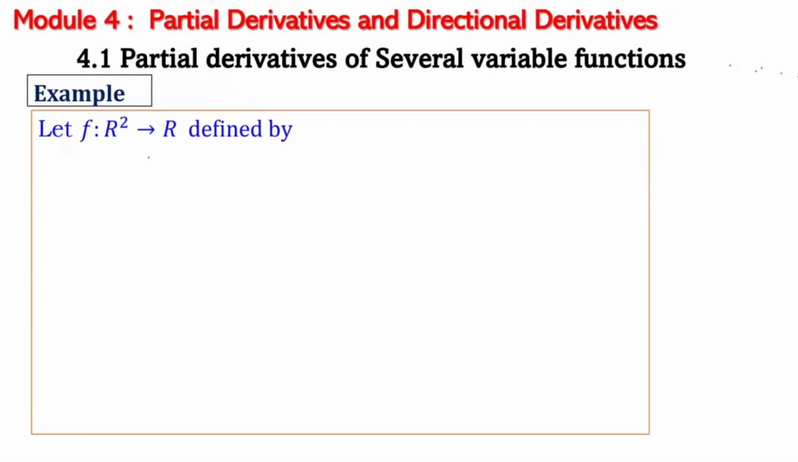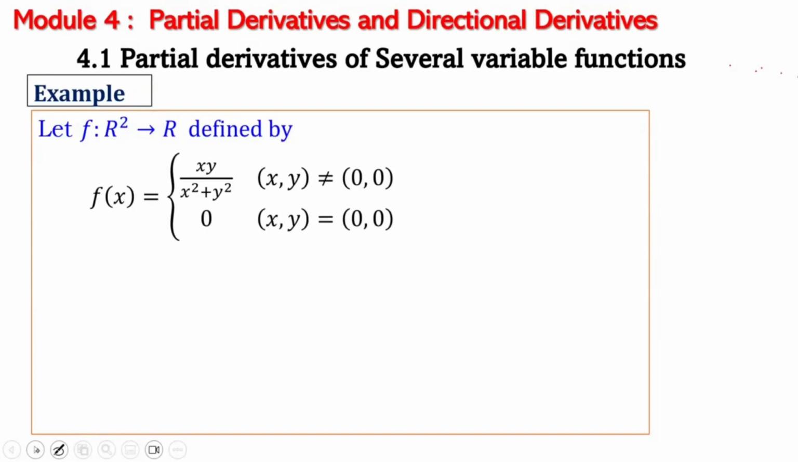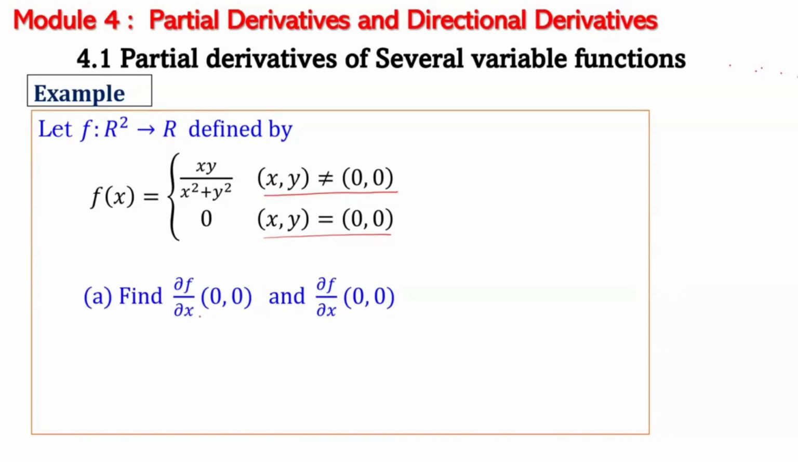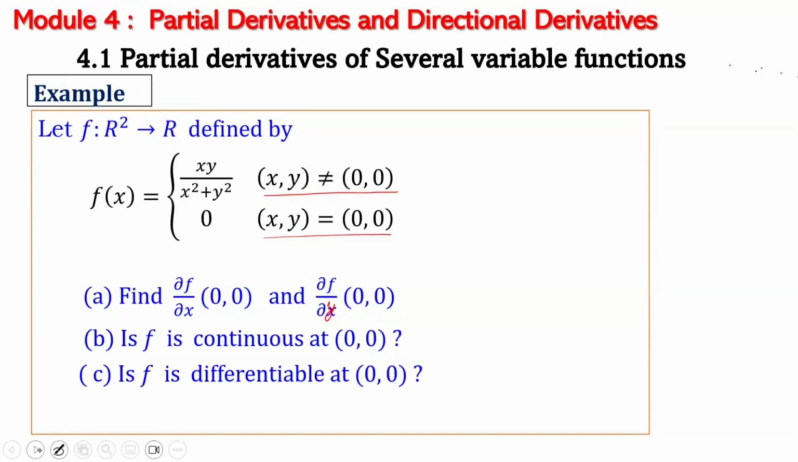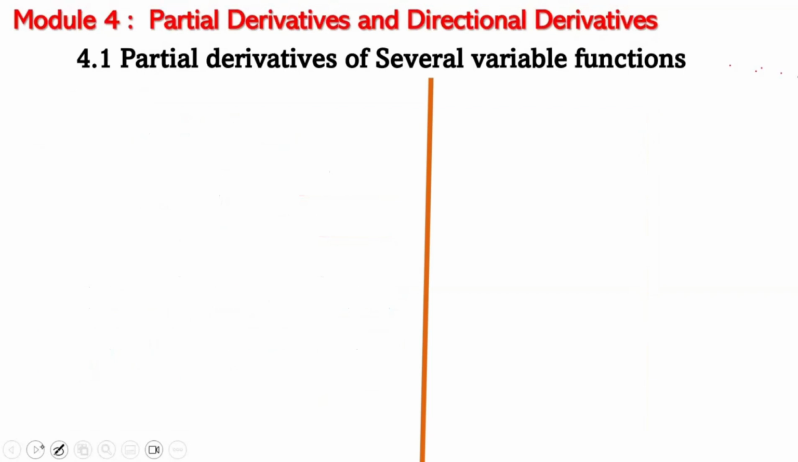Now we have an example here. Let f from R2 to R be defined by f(x,y) equal to xy over x square plus y square when (x,y) is not equal to (0,0), and 0 when (x,y) is equal to (0,0). So now the question is here: first, find del f del x at (0,0) and del f del y at (0,0). Second, is f continuous at (0,0), and third, is f differentiable at (0,0). So we are going to answer this question. So first we'll calculate del f del x.